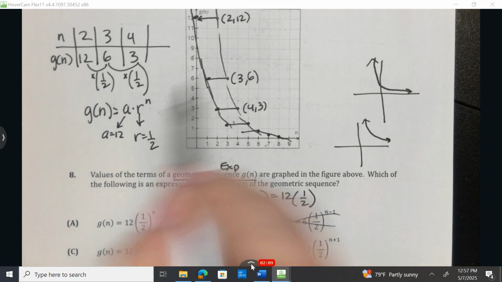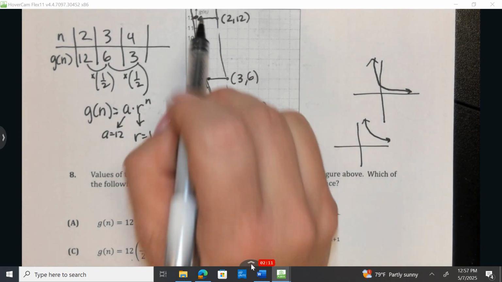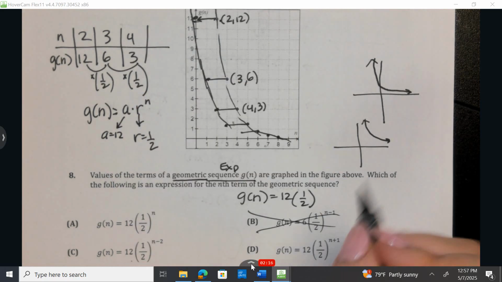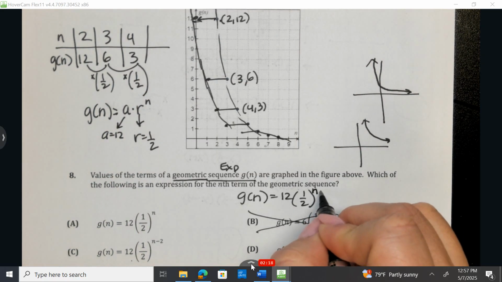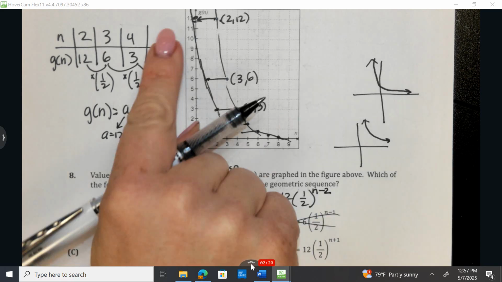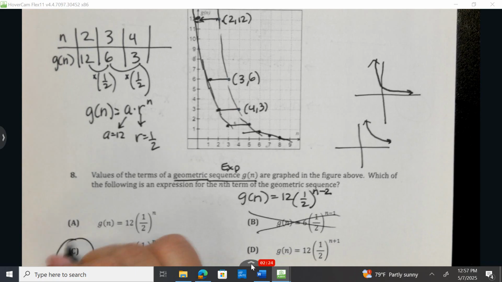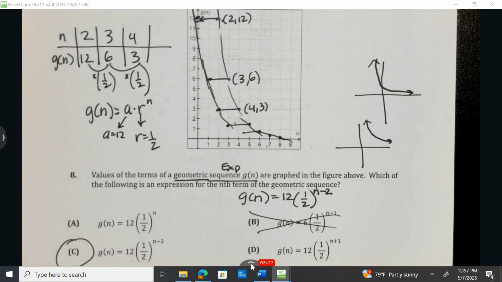And now when we raise it to the n, remember, we just had to shift this back because it's been translated to the right too. Now when you translate to the right, it's not just going to be n, it's going to be n minus 2. When it moves to the right, it's going to be opposite of what you believe, making the correct answer option C.